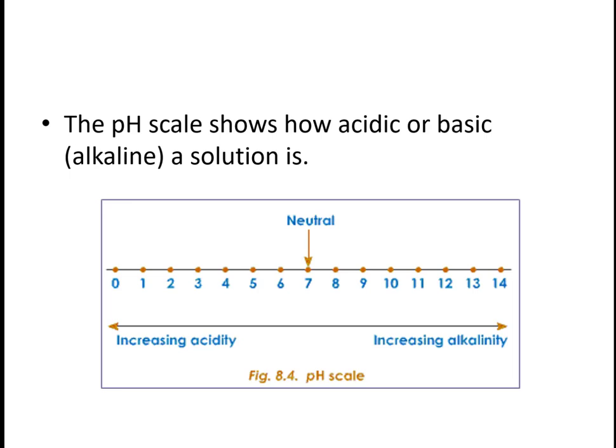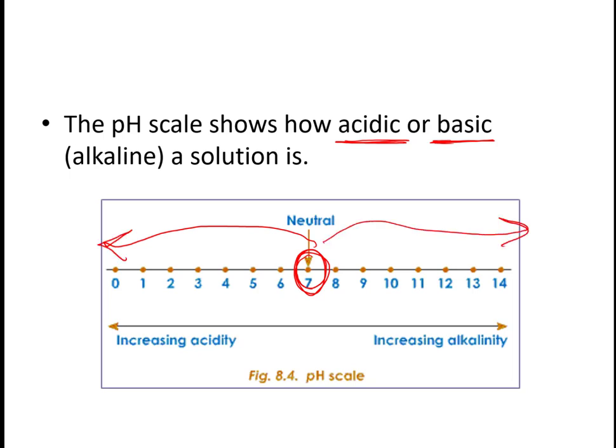Hey guys, welcome back. So today we're going to be talking a little bit more about the pH scale and how it works. So a quick reminder, the pH scale shows us how acidic or basic a solution is. Neutral is 7. Everything below 7 is acidic. Everything above 7 is basic.